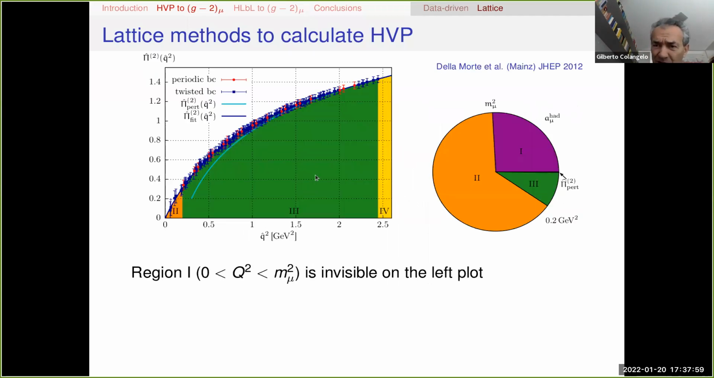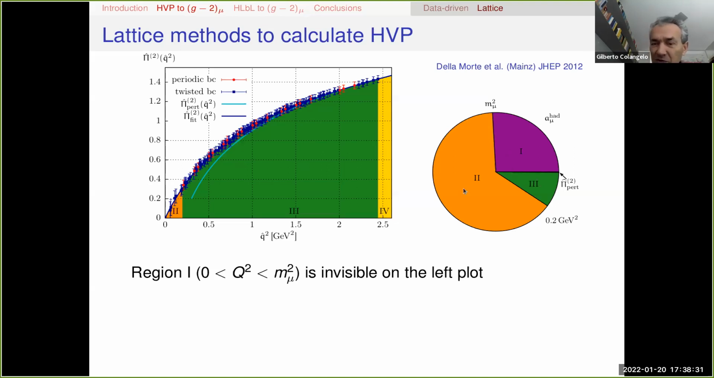This is very well illustrated by this plot by the Mainz group. You see that the energy region here is shown from 0 to above 2.5, and here it's shown how much they contribute to the total of g minus 2. And the region 1 up to the muon mass squared is invisible on this plot. And in this region, there are no lattice points. So a quarter of the contribution is essentially inaccessible.